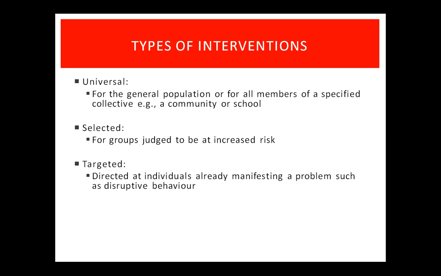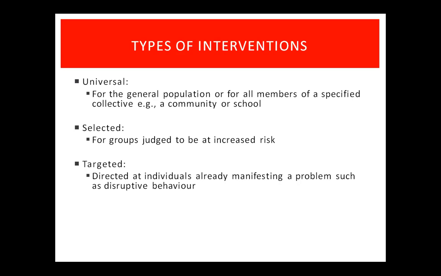A selected intervention might be just for groups judged to be at increased risk. So we might find a group that has a specific increased risk or for whom the risk factors are already there. So we might target one year level. So we might say, oh, the year 4s this year, there's a bit of a problem there, so we're only going to target this at the year 4s.